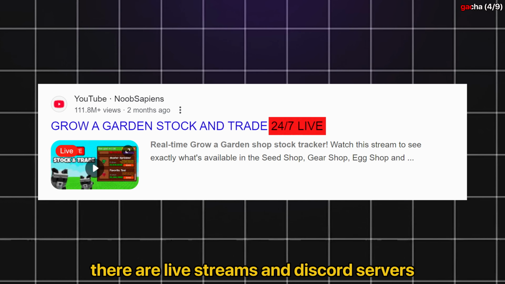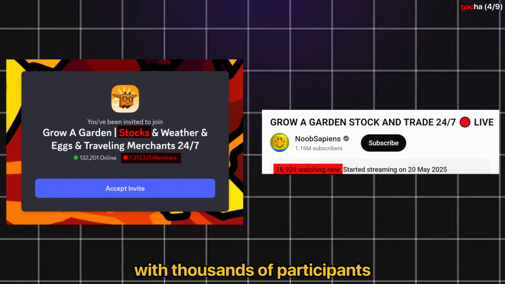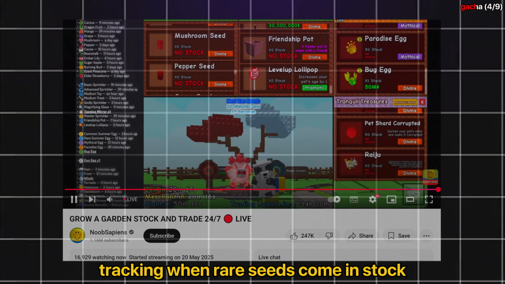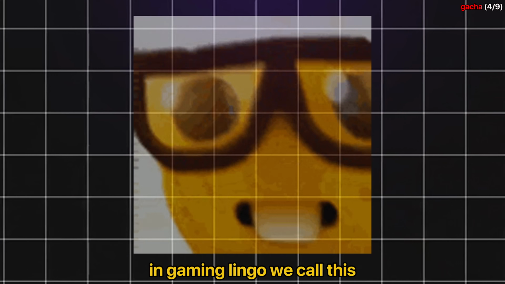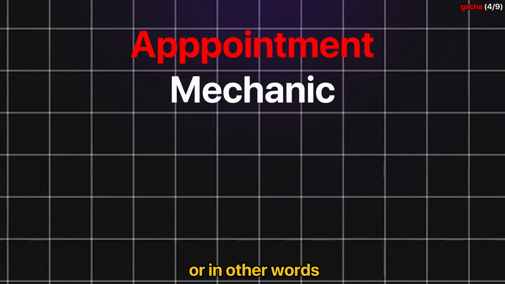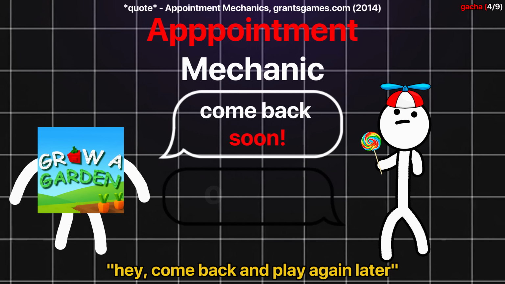There are live streams and Discord servers with thousands of participants dedicated to this very thing, tracking when rare seeds come in stock so that people know when to get into the game and buy. In gaming lingo, we call this an appointment mechanic, or in other words, a way for the game to tell the player, hey, come back and play again later.